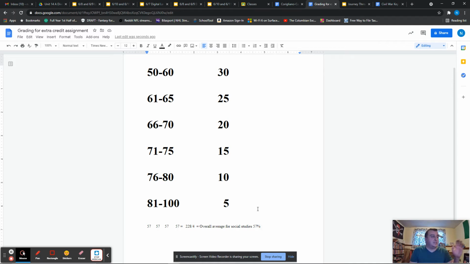So if you had a 65, a 70, an 82, and a 95, you would add those four quarters together, you divide by 4, and that would tell you your overall average for the entire year in social studies. Just for the heck of it, let me show you what that would look like. Let's say you had a 65 for the first quarter, a 75 for the second, an 85 for the third, and a 90 for the fourth.